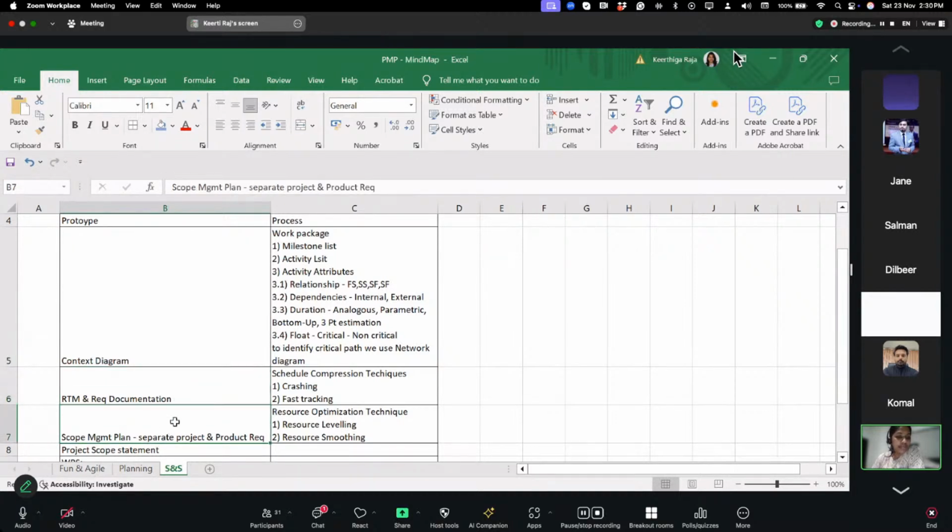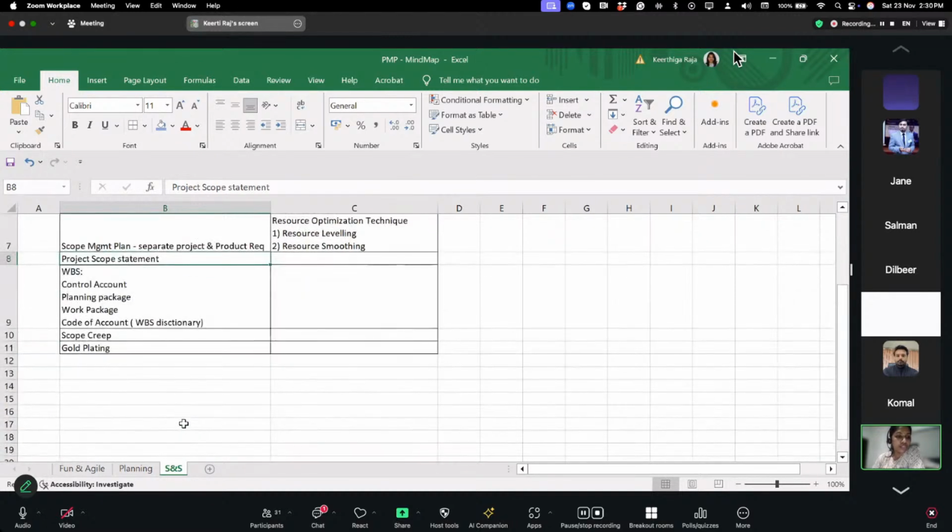Next one is the scope management plan. This plan helps us to separate the project and product requirements. Next, a project scope statement. And next one is the work breakdown structure. We are having control account, planning package, work package, and code of account. That is the work breakdown structure dictionary. Next, we are having scope creep and gold plating.